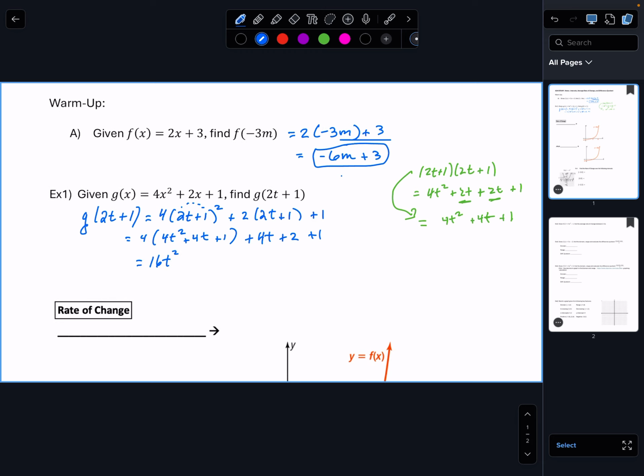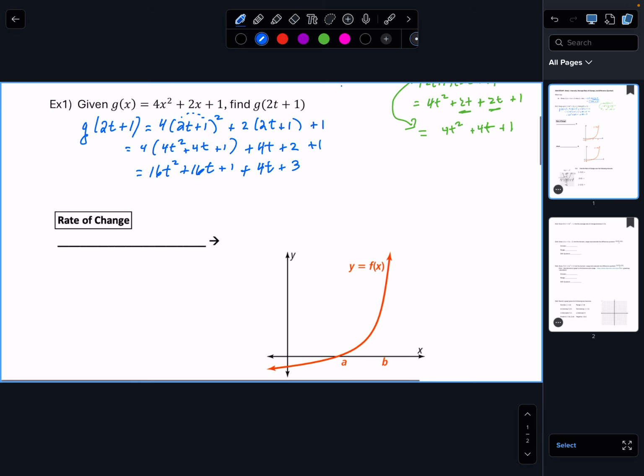16t squared plus 16t plus the 1 plus 4t plus 3. Just combining the 2 and the 1, and just continue on. So we have 16t squared, we have 20t, and then plus 4. And that is the result. Yes? Shouldn't you multiply the 1 by 4 with the trinomial?